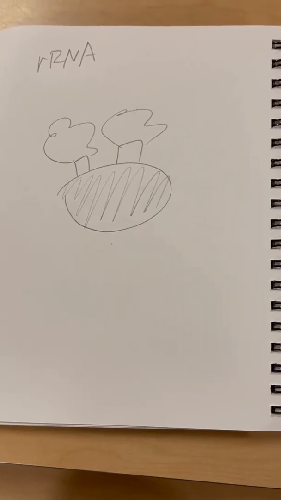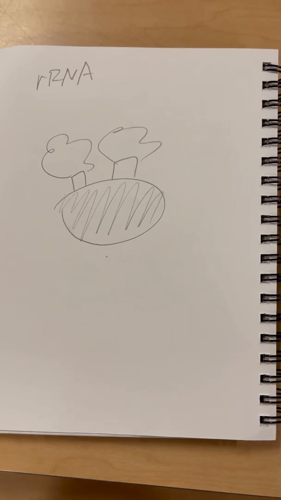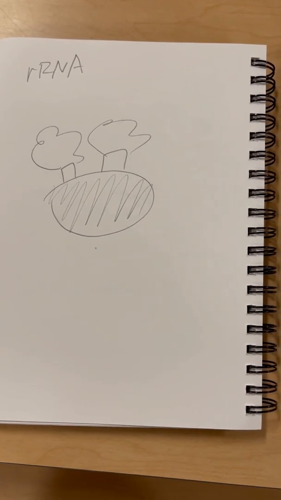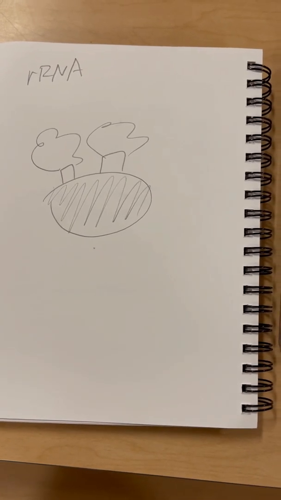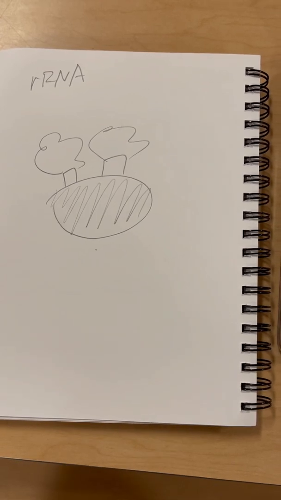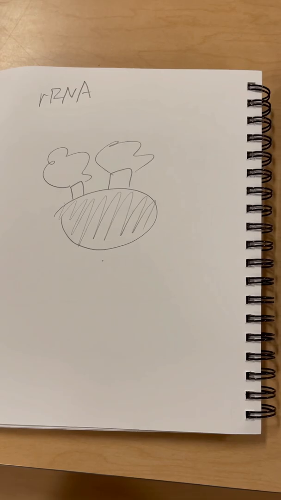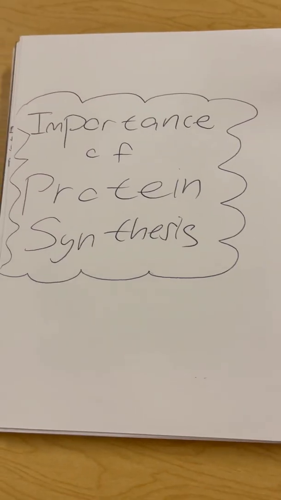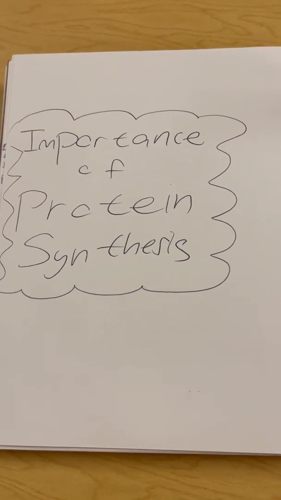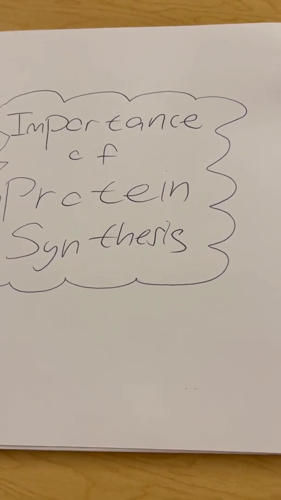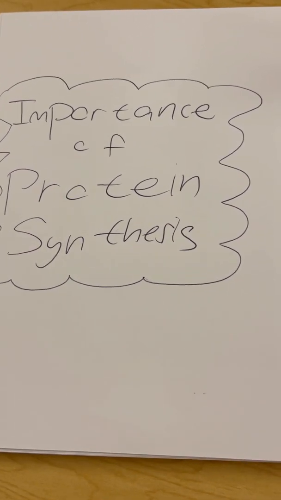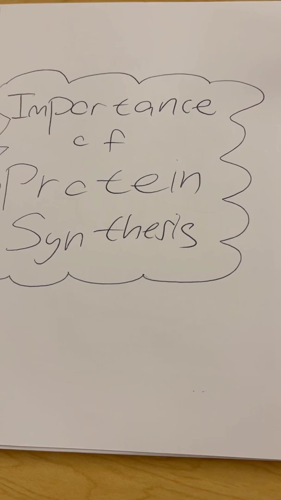This is the rRNA, and it is short for ribosomal RNA. It is in the ribosome, and its function is to direct the translation of mRNA into proteins. For everyone that is wondering, hey, why is protein synthesis so important? It is so important because it helps prepare and build your body's tissues.